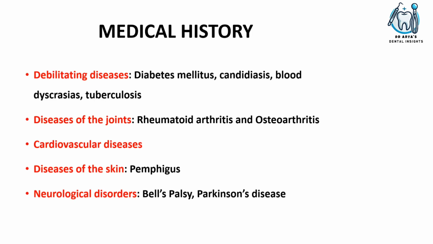Coming to medical history, no prosthodontic procedure should be commenced without evaluating the systemic status of the individual. It is very important to take the medical history of the patient before going to complete denture procedures. So first one is debilitating diseases. The most common one is diabetes mellitus. These patients show excessive rate of residual ridge resorption, hence frequent relining may be necessary. These patients also have high risk of opportunistic infections like candidiasis, show delayed wound healing, and also have impaired salivary flow.